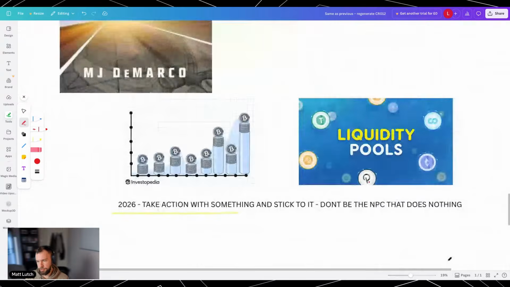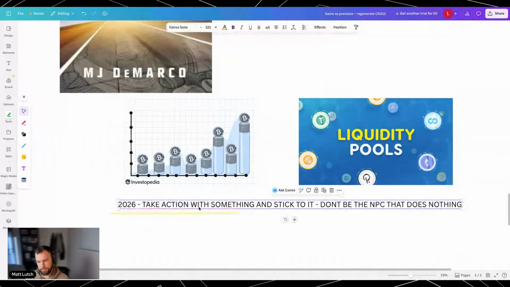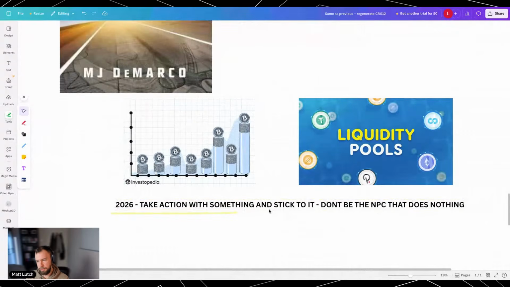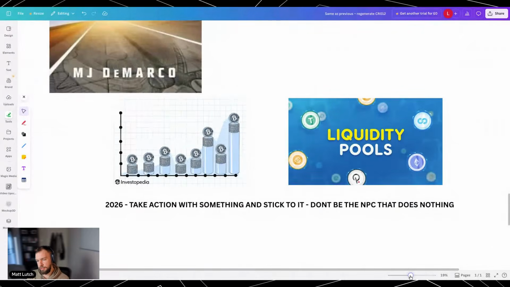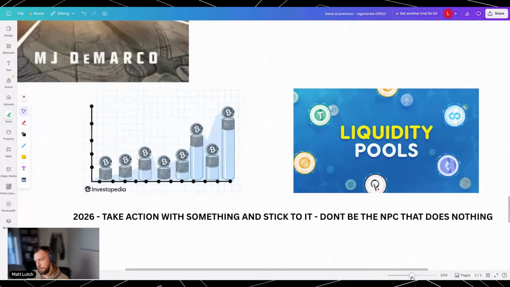So in 2026, again, one month has already gone. But take action with something and stick to it. Don't be the NPC that does nothing. How many people do you know that will just do the exact same thing this year that they did last year? Over and over again. It's just non-stop doing the same thing over and over again. And that's where we are, unfortunately. People just doing the same thing and not trying anything new.